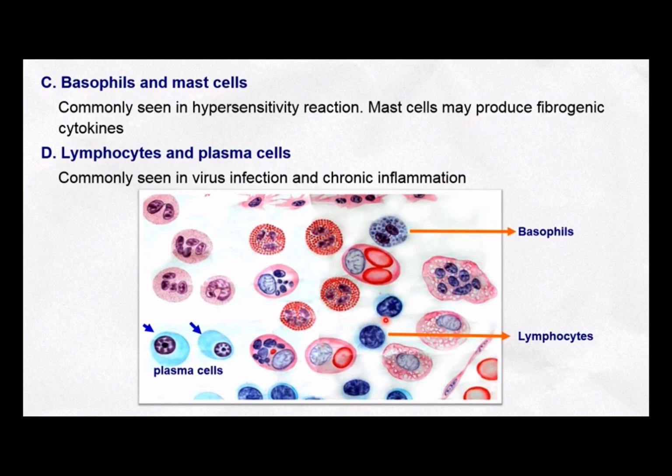Lymphocytes and plasma cells are commonly seen in virus infection and chronic inflammation. The two cells are lymphocytes. They are small, have a dark blue nucleus and little cytoplasm. The two cells are plasma cells. Plasma cells have a round, eccentric nucleus with coarse clumps of chromatin. It looks like a soccer ball.